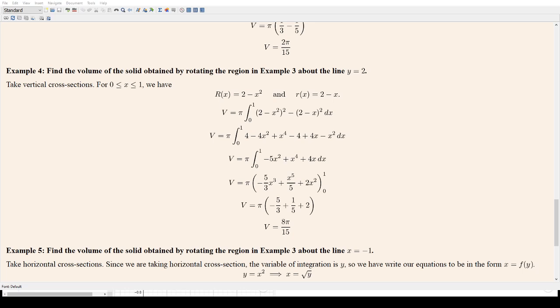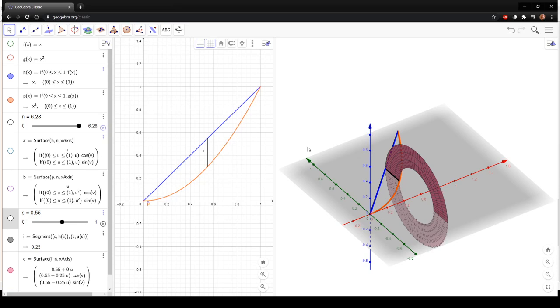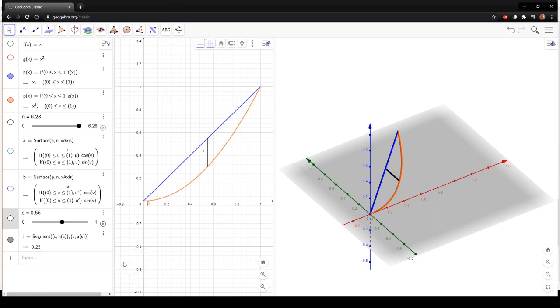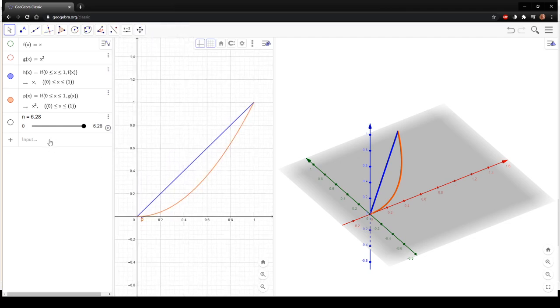So take the same region as in the previous example, but this time, instead of rotating it around one of the coordinate axes, we're going to rotate it around the horizontal line y equals 2. So let's take a look at what that looks like. I don't want a completely fresh slate, because I need the same region. Let me keep this. Okay, so we've still got that. So now we're going to rotate it around the line y equals 2.